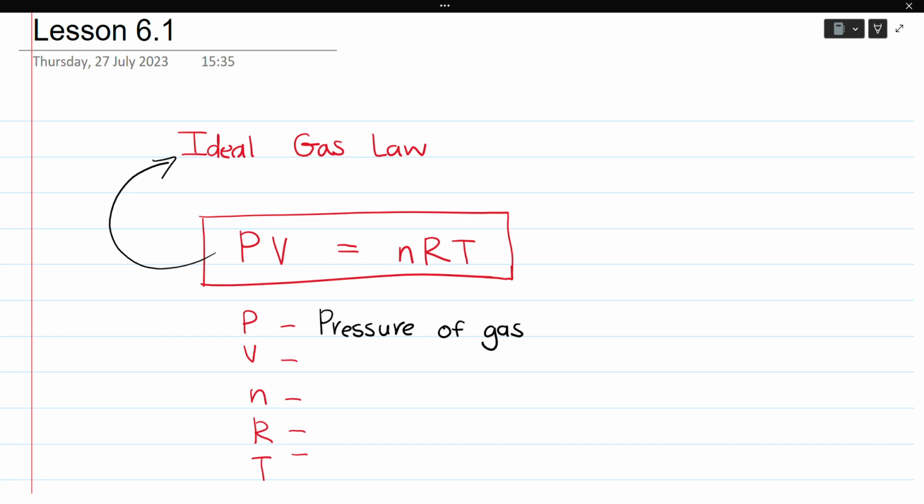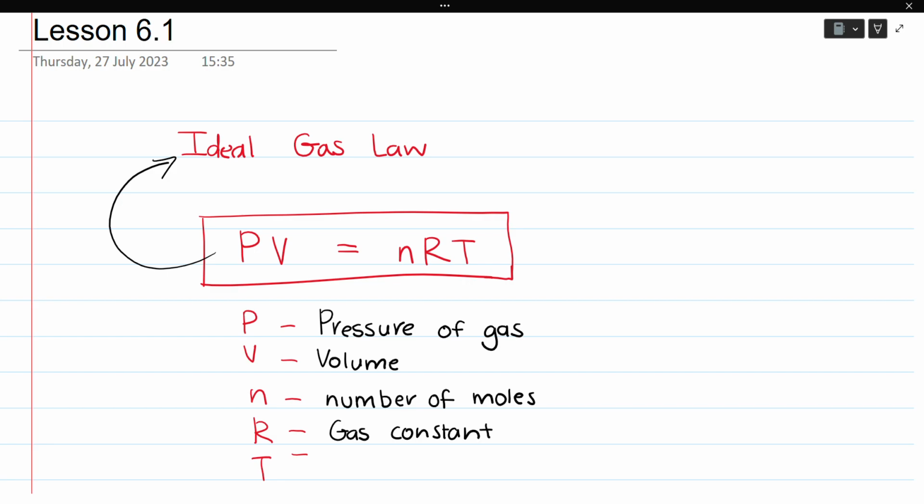V stands for the volume. N, as we remember previously, stands for your number of moles. And then we have R. R is a constant and it's called the gas constant.